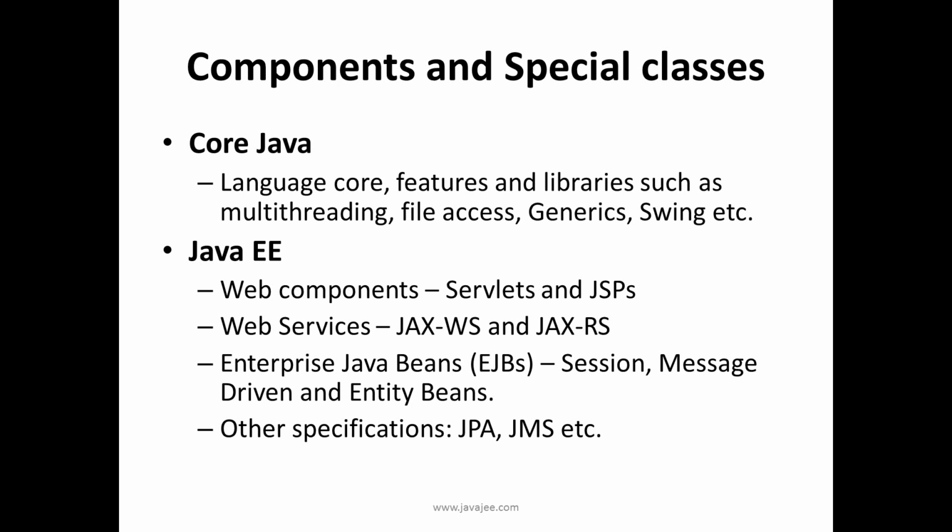The Java EE platform specification is an umbrella specification that defines the Java EE platform. The platform specification doesn't define the Java EE APIs directly, but includes them by reference to other specifications such as servlets and Java Server Pages specifications used for creating websites, JAX-WS and JAX-RS for creating web services, EJBs or Enterprise Java Beans, JPA or Java Persistence API, JMS or Java Messaging Service, etc.